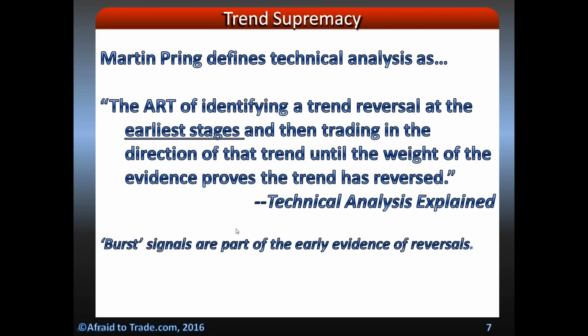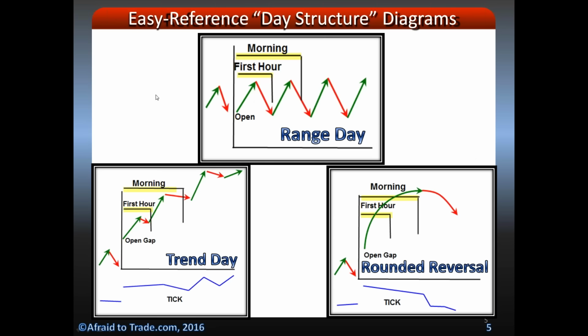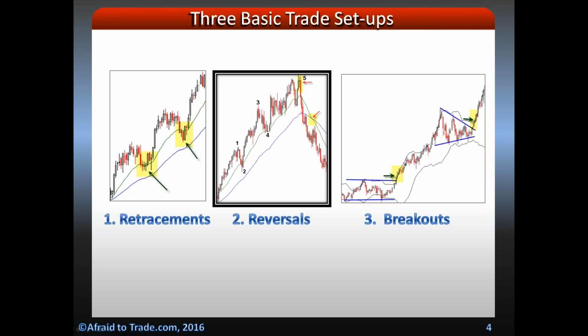So we're not going to get the top, not going to get the bottom. We're going to use the weight of the evidence and earliest stage, and that never, ever, ever is going to include the absolute peak high or peak low. That's just impossible. So we look at three trades, just going back to simplicity: retracement, reversal, breakout.